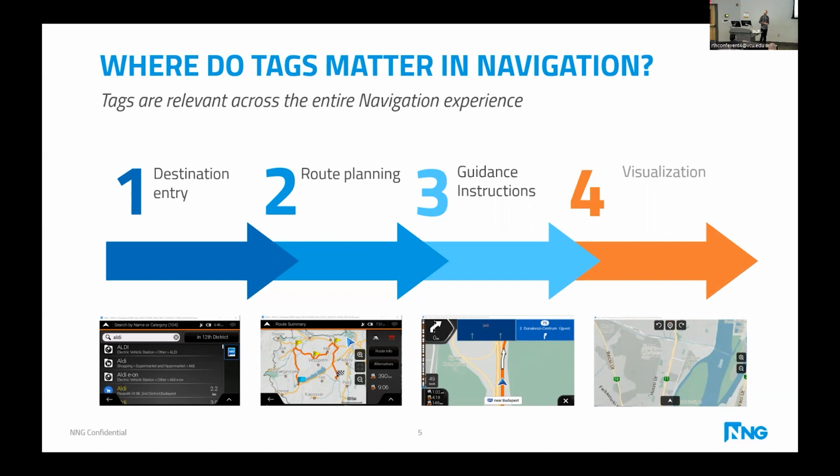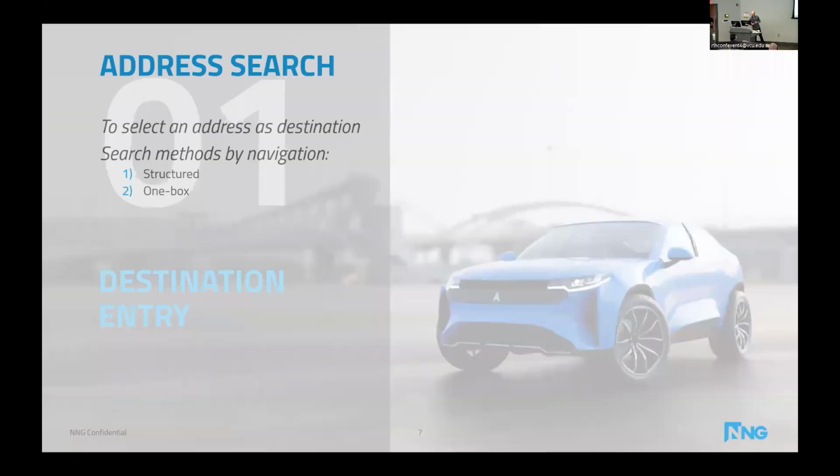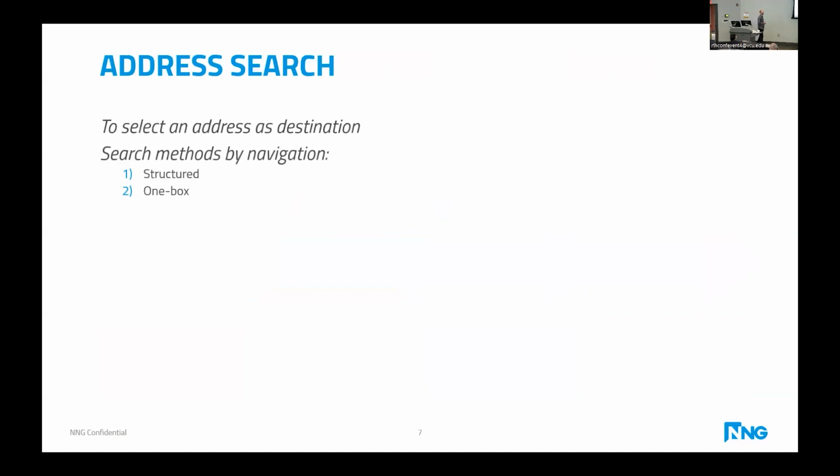This is an interesting topic as well, and we have OSM layers for this, but I won't talk about it today because it doesn't affect the routing itself, and also because of time constraints, it's better to be kept out now. So let's start first with destination entry.